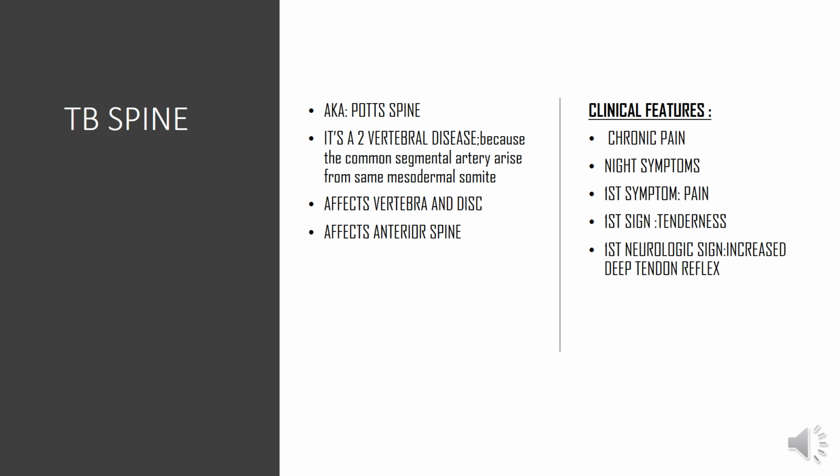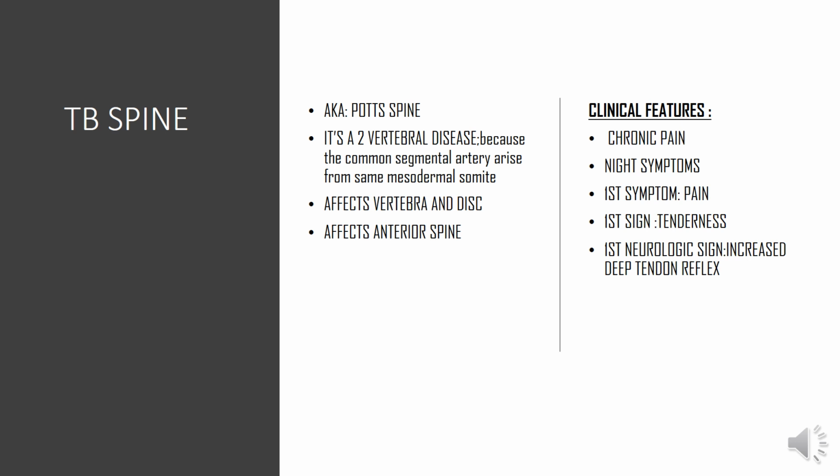So first we'll talk about TB spine, which is also known as Pott's spine. It is a two vertebral disease because the common segmental artery arises from same mesodermal somite. It affects the vertebra and disc and it affects the anterior portion of the spine.